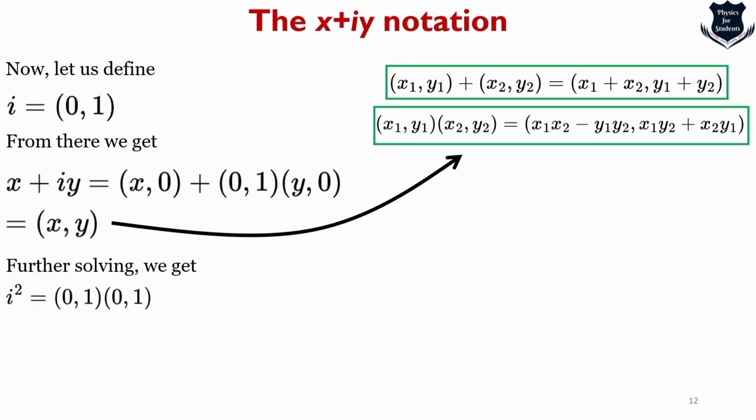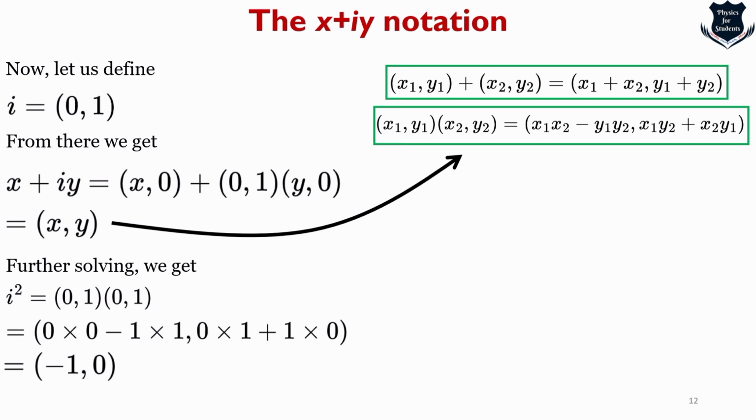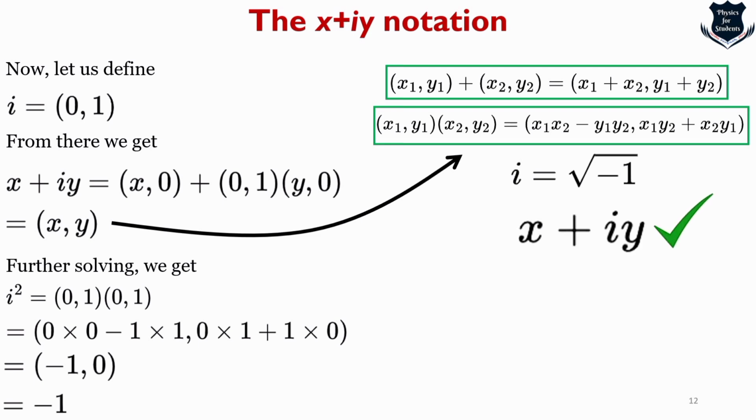Now further solving, we get i square equals to this, and then we get this, and finally we get minus 1. I mean to say, this is just an analogy which I'm trying to show and discover the notation from. Then we might say that i equals to square root of, sorry, square root of minus 1. So the x plus iy notation is more convenient, and we will use it from now instead of something called x plus yi, right?